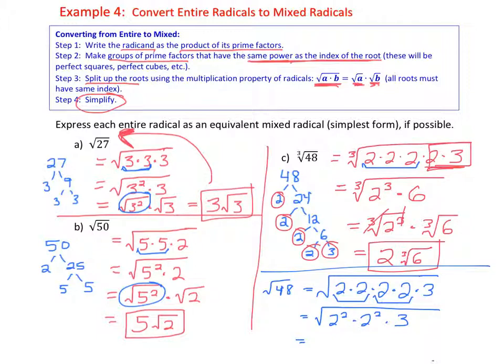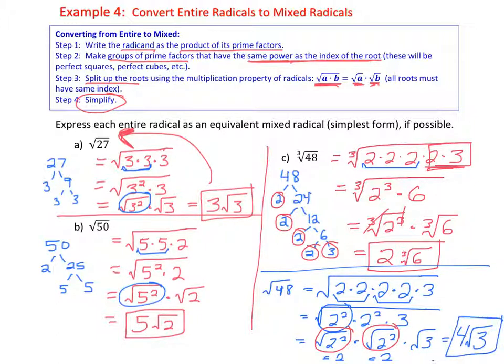Then when we break it apart, we'll get the square root of 2 squared times the square root of 2 squared again times the square root of 3. And each of these square roots of 2 squared simplifies to 2. So this one equals 2, this one equals 2. 2 times 2 is 4. So we're left with 4 square root 3 as our mixed radical. So you can have more than one group of perfect squares, just so you're aware, and that's how you can deal with them.